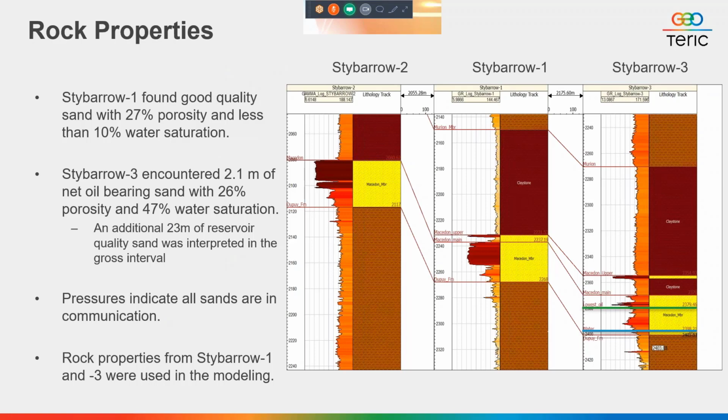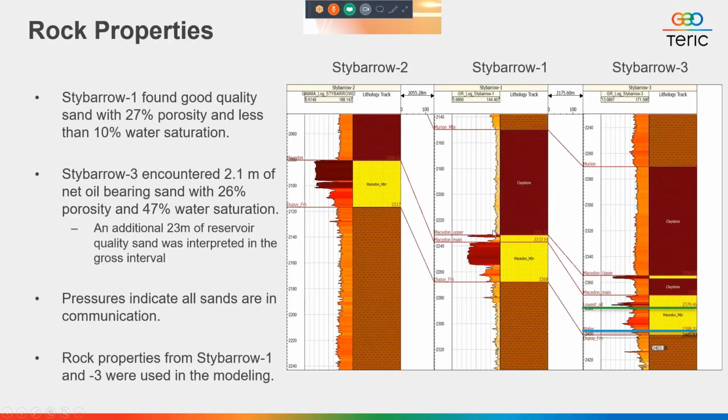Where we got the rock properties to populate the model was a bit more tricky. So in time, this case study sits right before they drilled Stybarrow 3, but in the present day, this field is already decommissioned, so the abandonment phase has already started, and they drilled a total of 12 wells. So we do have information from Stybarrow 3 and all the other wells.